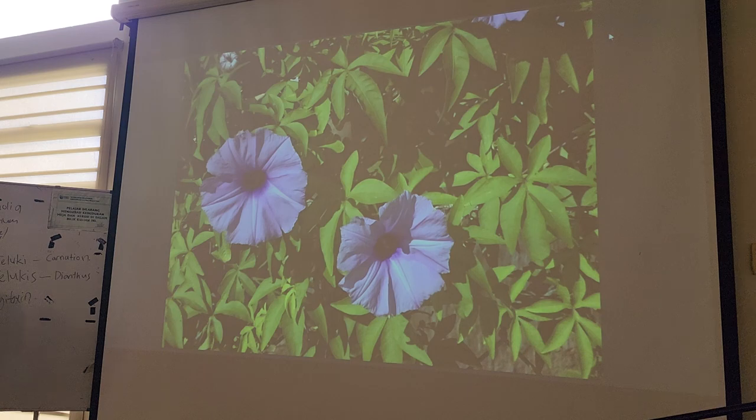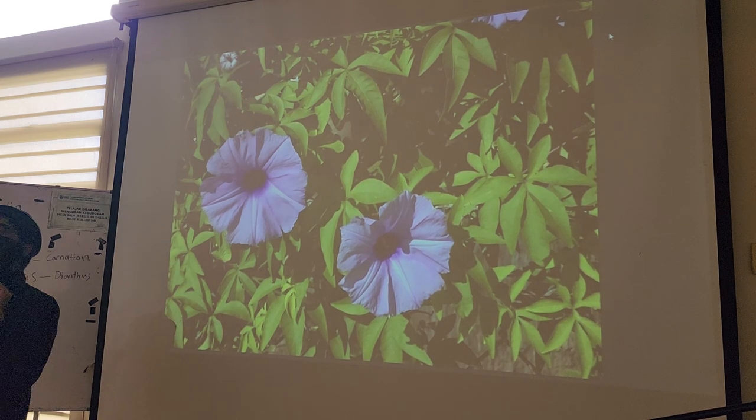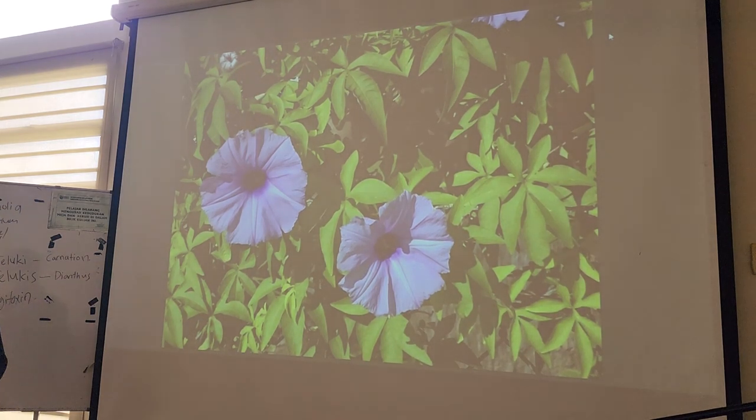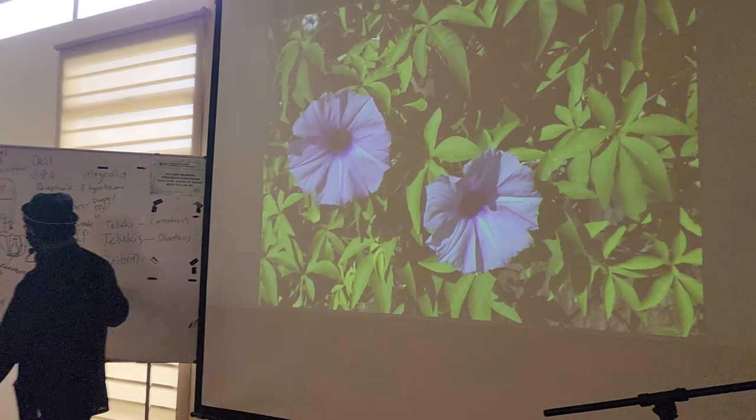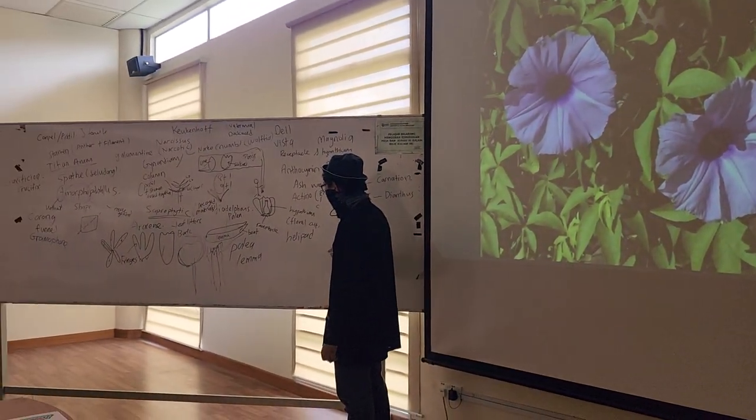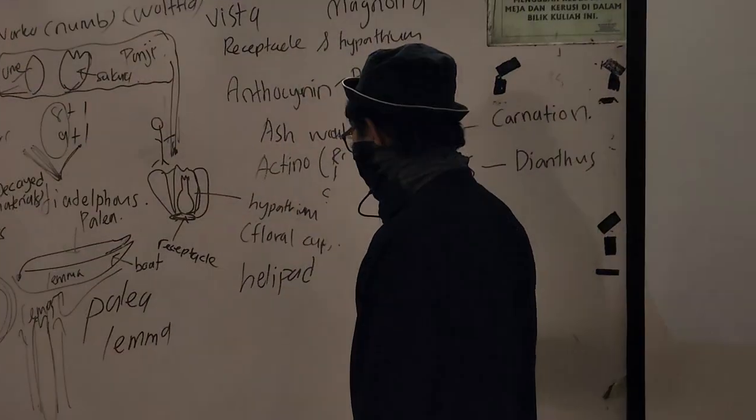Morning glory or kangkung? Who says kangkung? Dua aja. Who says morning glory? Morning glory. How do you know? Why? You should know from the shape of the leaf. If it's kangkung, the shape of the leaf is like this.